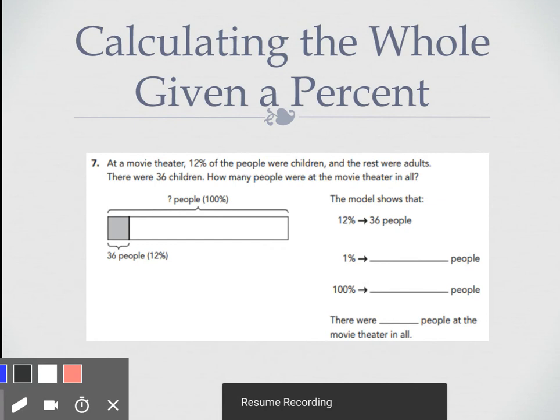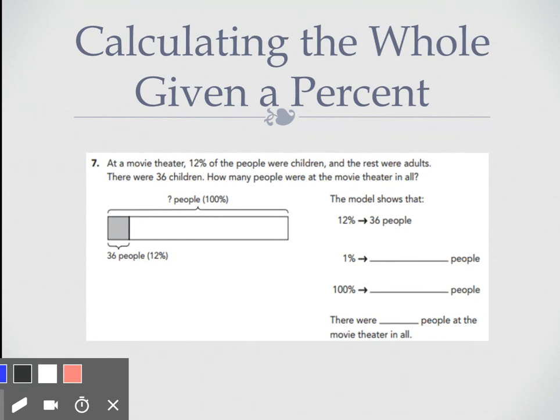All right, number 7, at a movie theater, 12% of the people were children and the rest were adults. There were 36 children. How many people were at the movie theater? So the information they give us is 12% equals 36.